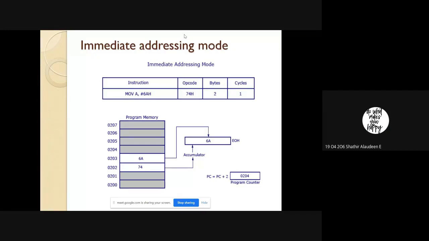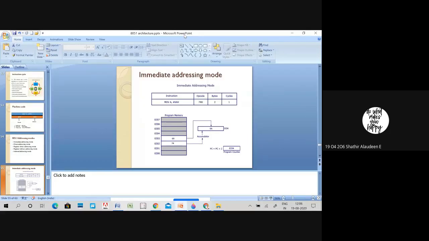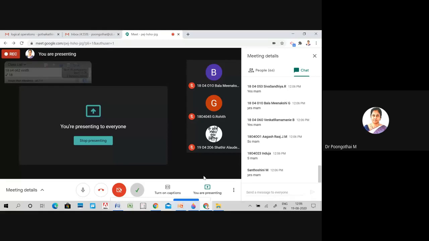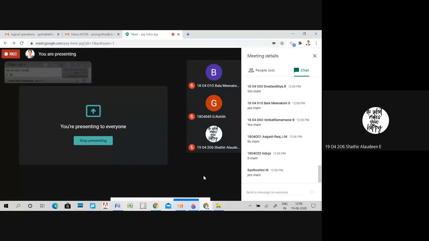Accessing the data in different methods. What is addressing mode? Accessing the data from memory using different addressing methods. Addressing the operand. That is a way to address an operand.